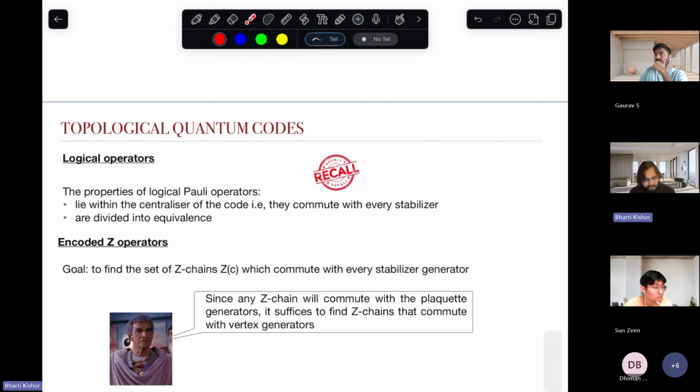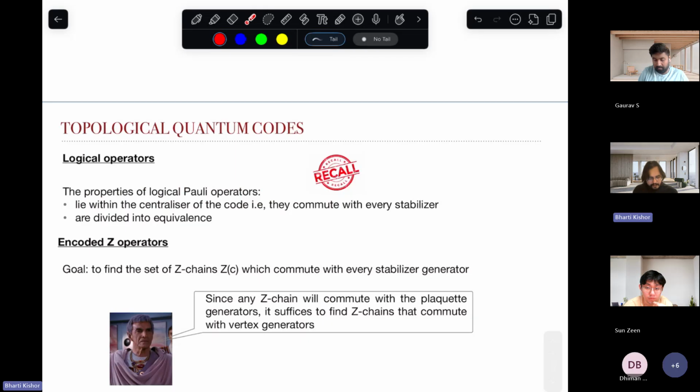Okay. So now let's look at logical operators. I'm saying once you get comfortable with this language, one can go very slowly and still prove things, which normally takes much more time in regular sessions.